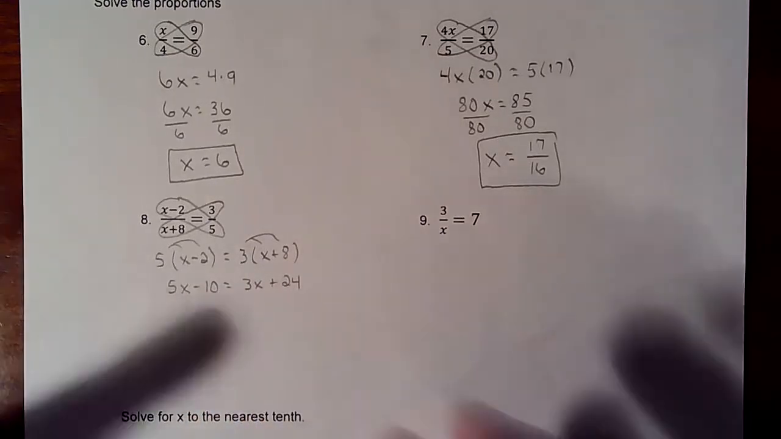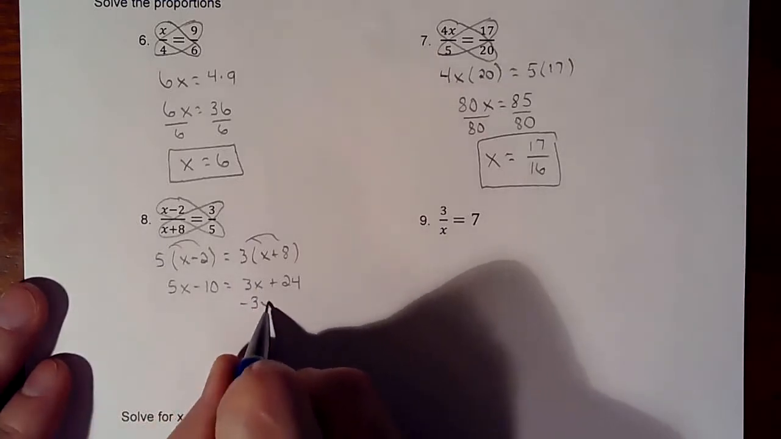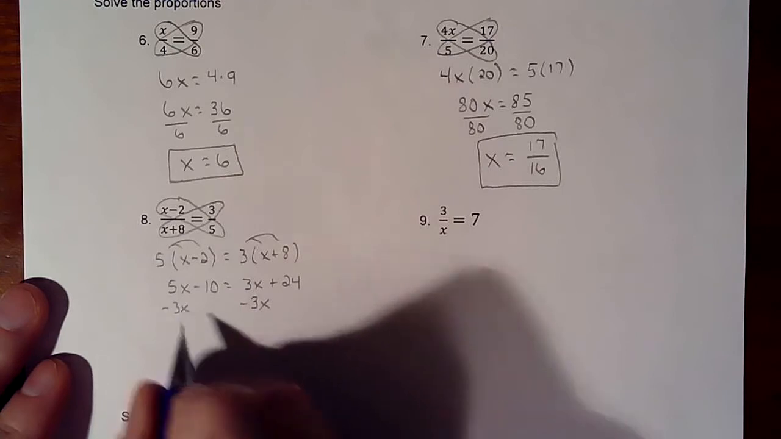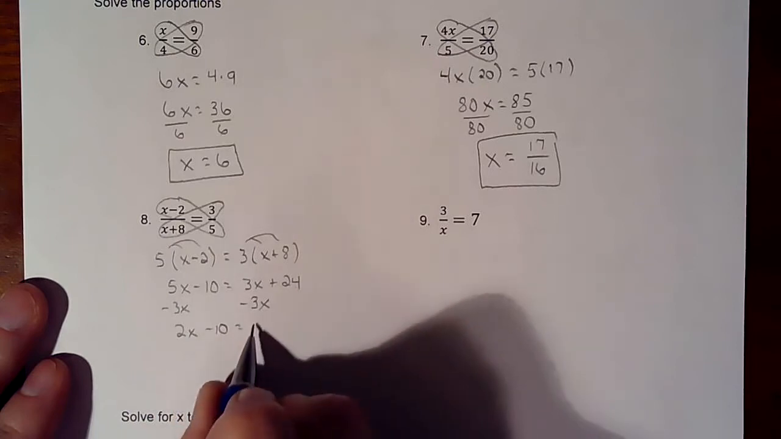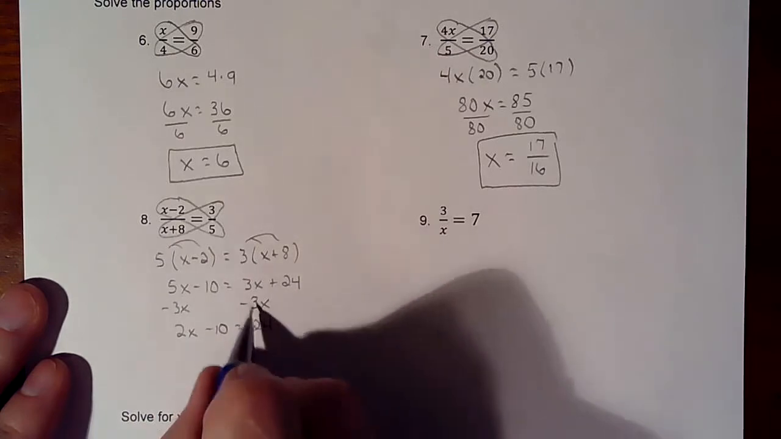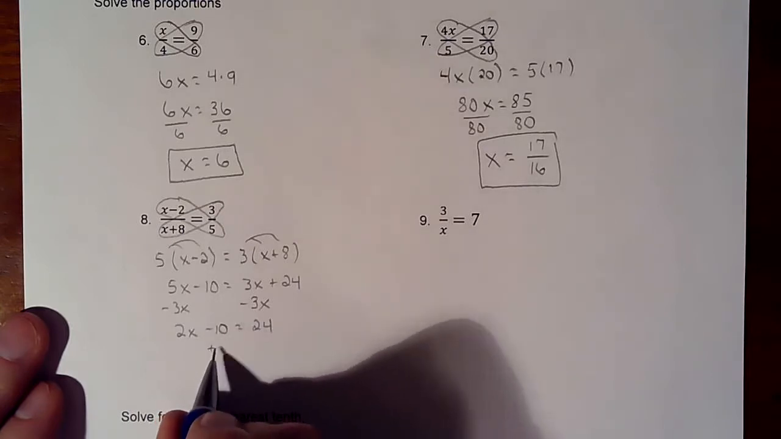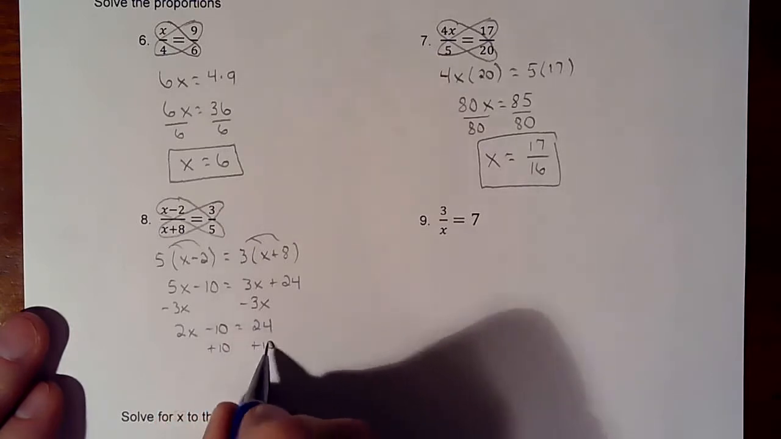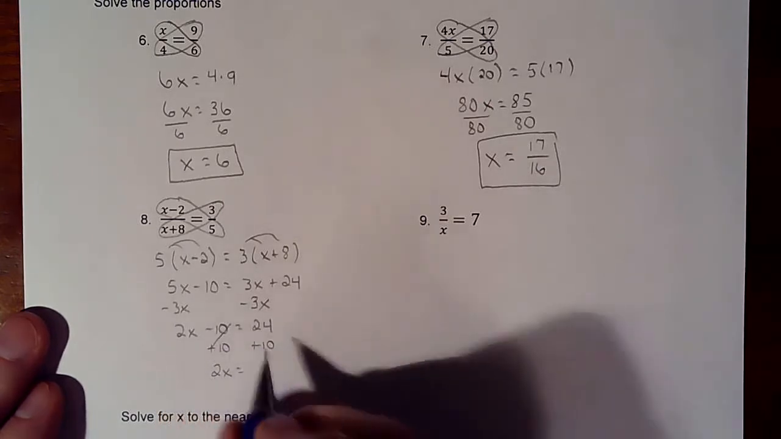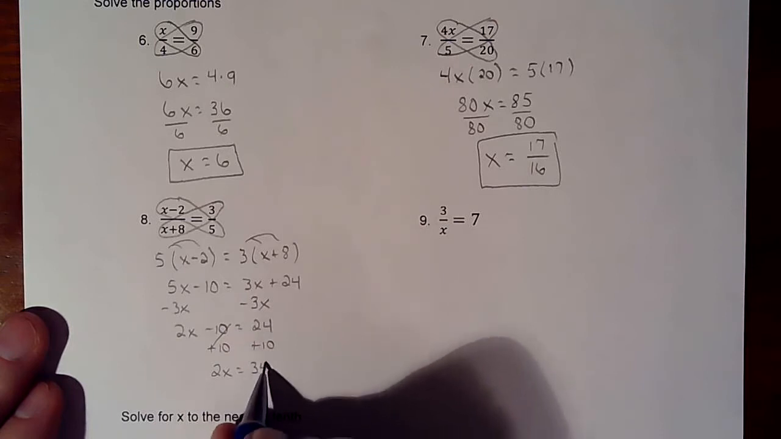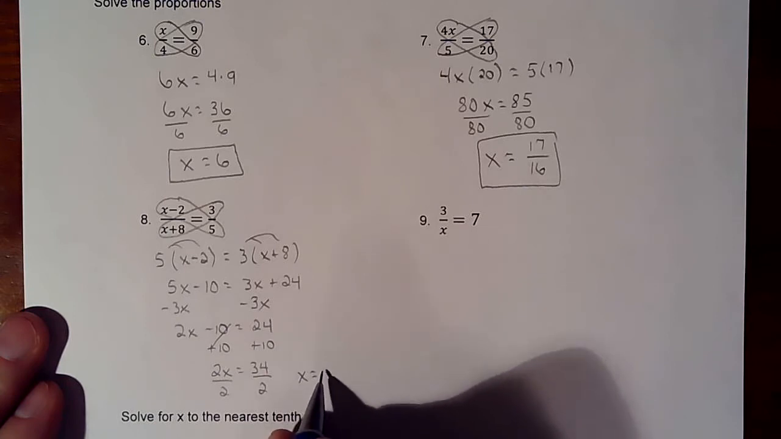All right, and then let's start shifting stuff around. I'm going to take the 3x and bump it over to this side. I like to keep the variables positive if I can, so I'll have 2x minus 10 equals 24. My variables are already combined. Now I have these like terms to put together, so I'll add the 10 over to this side. So we're sitting with 2x equals 34. Divide by the 2 to finish it off. x would equal 17.